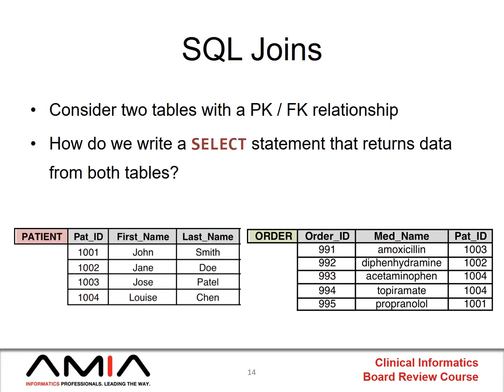All right, so here's that same two-table schema. We've described in the schema, this is the instance, we described in the schema what the primary key foreign key relationship was. You remember that pat ID is the primary key for the patient table, order ID is the primary key for the order table, and pat ID in the order table is a foreign key to pat ID in the patient table. So let's write a select statement that returns the data from both tables.